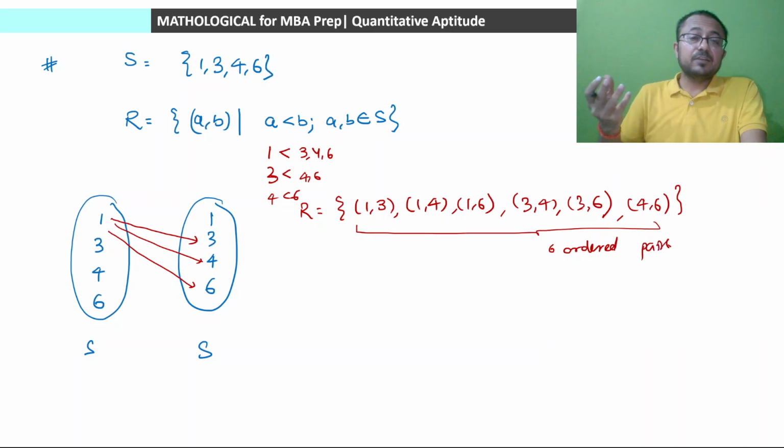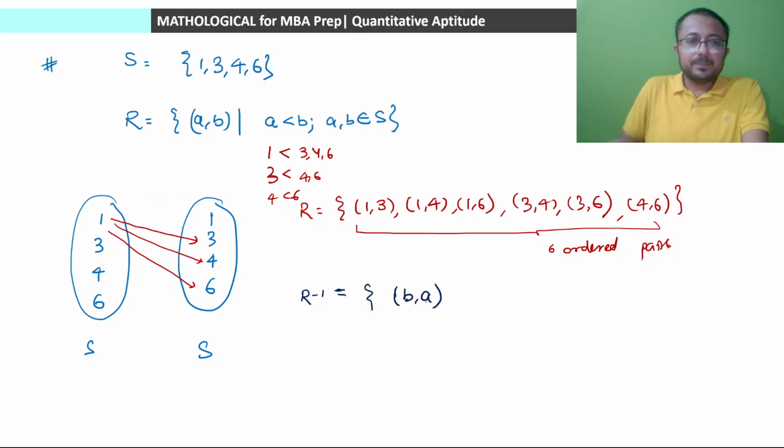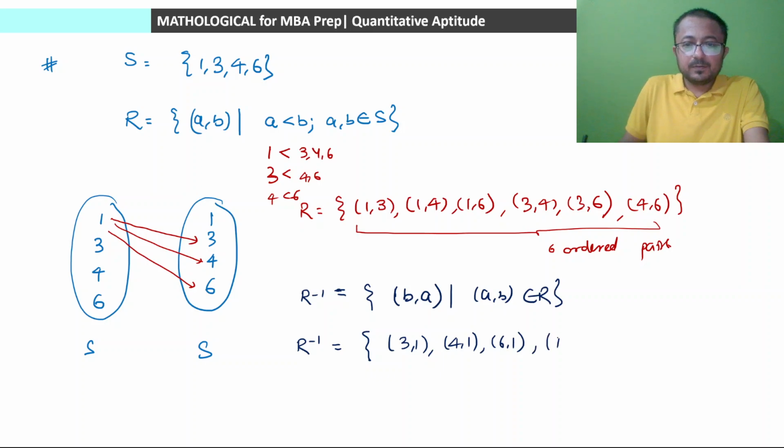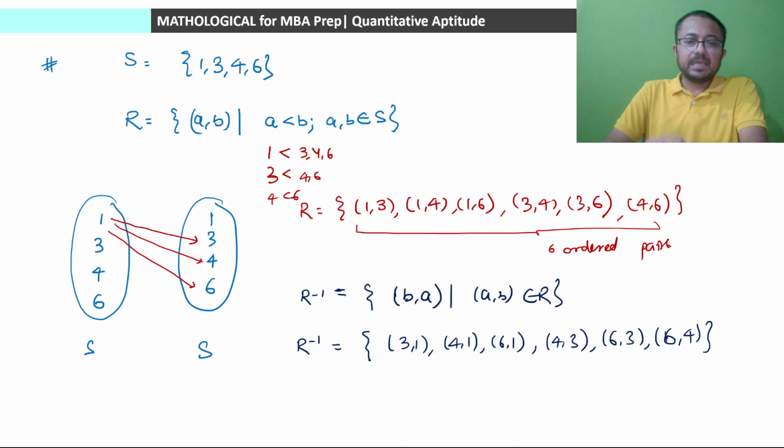Now if we define R inverse here, the domain and range we have already understood, so there is no need to mention them again. Let us define R inverse. R inverse will basically have ordered pairs (b, a) such that (a, b) is an element of R. So we can write that R inverse will be equal to (3, 1), (4, 1), (6, 1), (4, 3), (6, 3) and (6, 4). This will be our R inverse. Isn't it so? Is this clear? Same 6 elements, just the order changes.